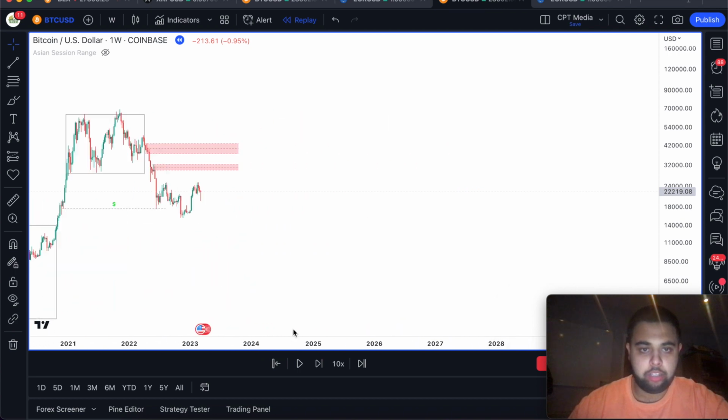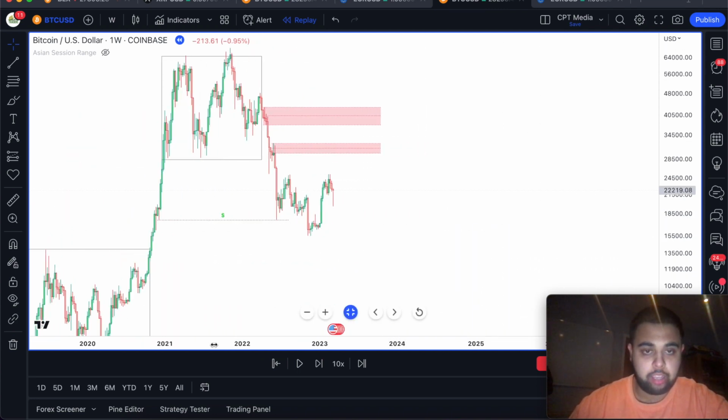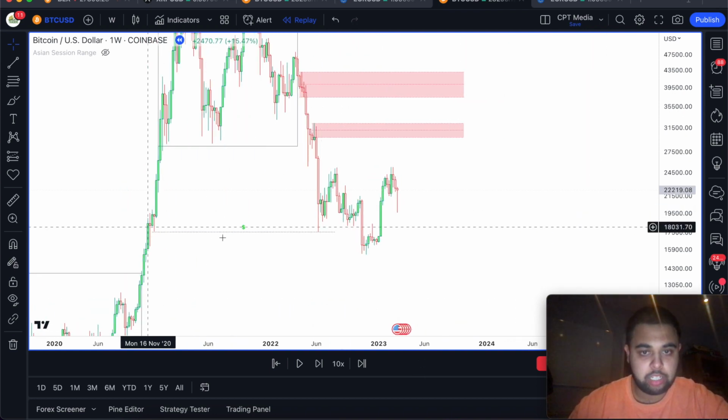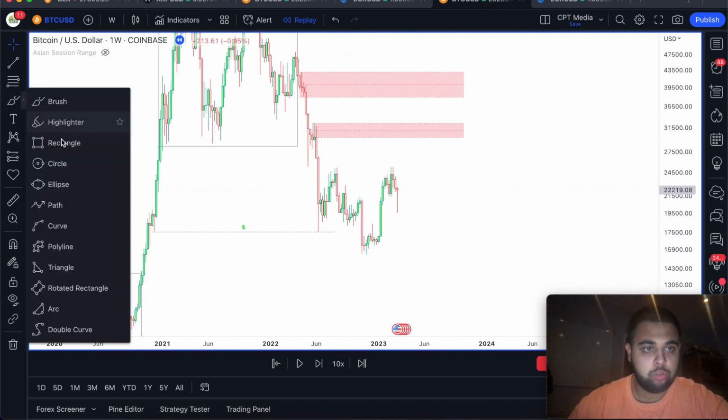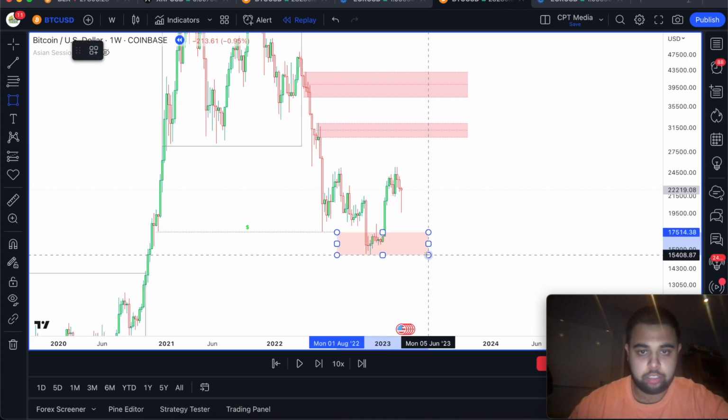On the weekly, what we had is a clean equal lows. Again, everything that I trade is based off liquidity. So we have these clean equal lows. What does price do? It gives us this deviation below and clears out that liquidity.